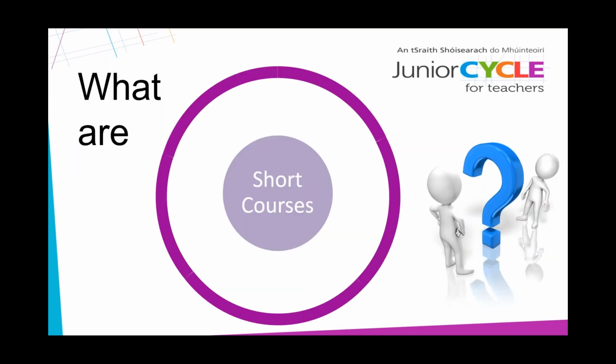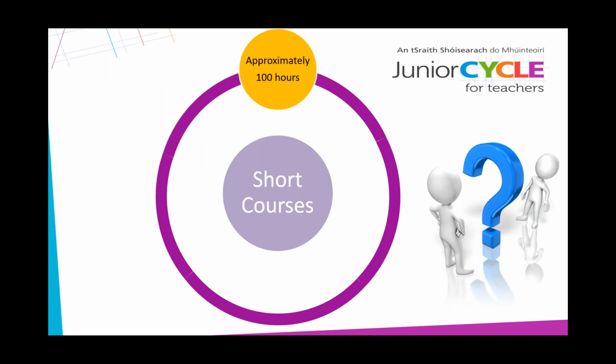So what are they, before we go looking at the names of them and so on? They have a lot in common regardless of their title and content that might be different. A short course is designed to be timetabled over 3 years of junior cycle for approximately 100 hours. Again, in a moment I'm going to look at different timetabling options to show what that might look like over 3 years of a junior cycle.